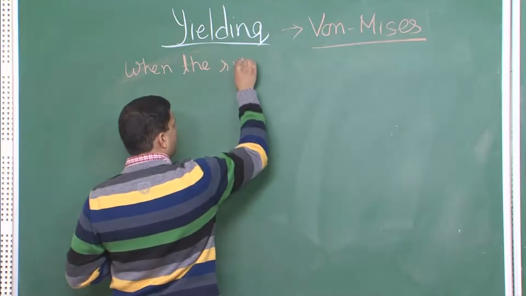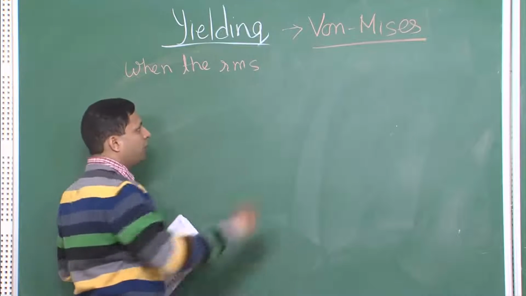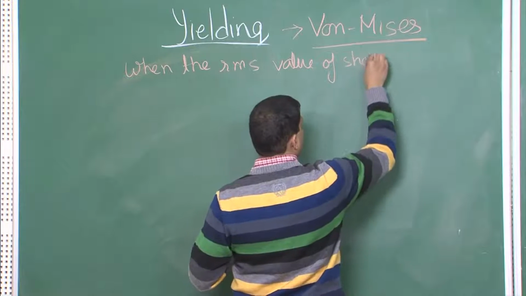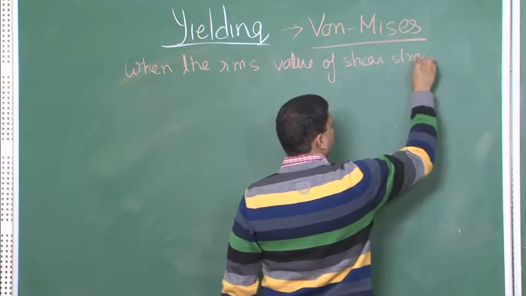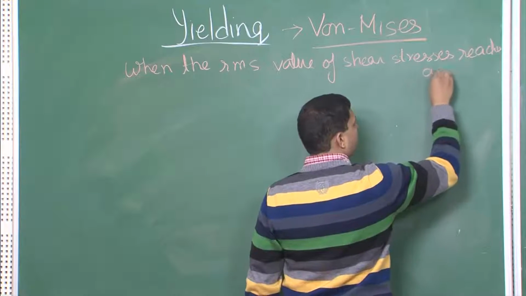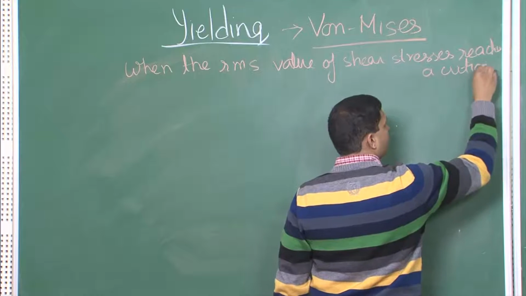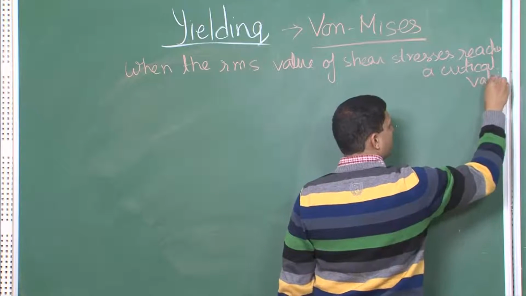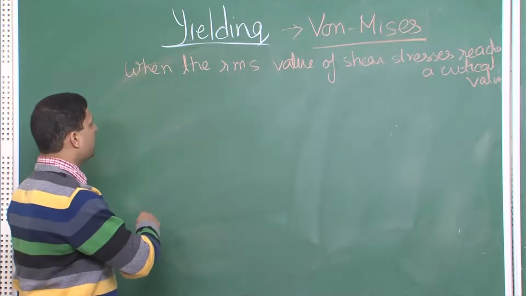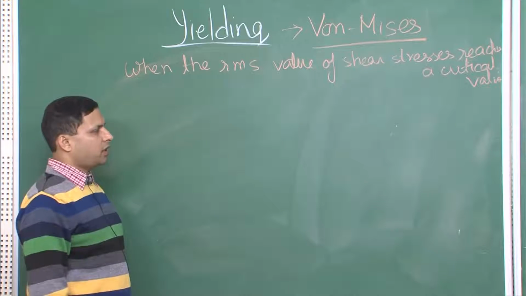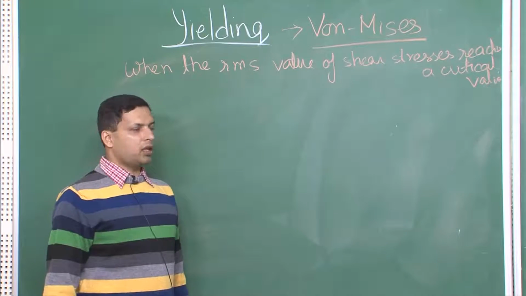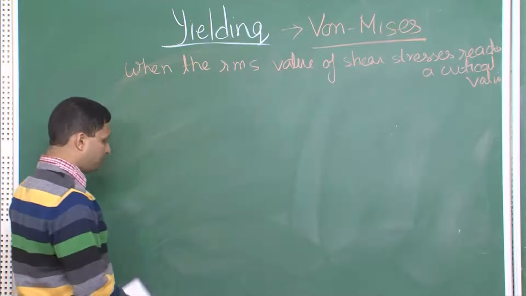the RMS, that is root mean square value of shear stresses reaches a critical value. So, we looked at the Tresca and this is the von Mises criterion. So, what the von Mises criterion is saying is that when the root mean square value of shear stresses reaches a critical value. So, now let us put it mathematically.